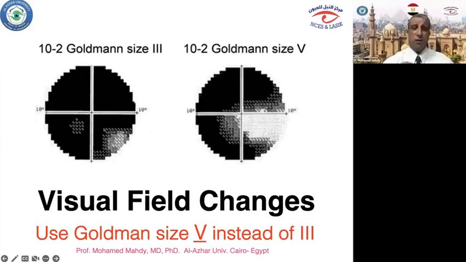What are you going to follow up with? Nothing to see. You will neglect it. But if you magnify it with central 10 degrees and use stimulus size 5 instead of stimulus size 3, you could find more details to follow this patient in a numeric and objective manner later on.